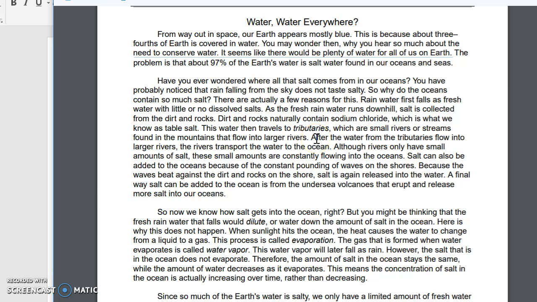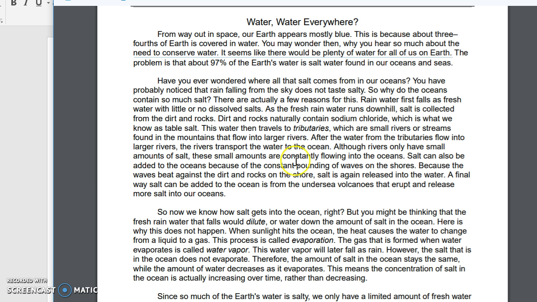After the water from the tributaries flow into larger rivers, the rivers transport the water to the ocean. Although rivers only have small amounts of salt, these small amounts are constantly flowing into the oceans. Salt can also be added to the oceans because of the constant pounding of waves on the shores. That's interesting. Because the waves beat against the dirt and rocks on the shore, salt is again released into the water. It's a lot of salt, folks. A final way salt can be added to the ocean is from the undersea volcanoes that erupt and release more salt into our oceans.